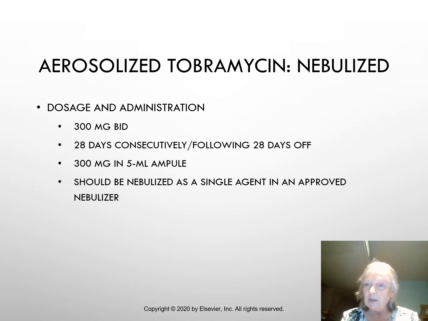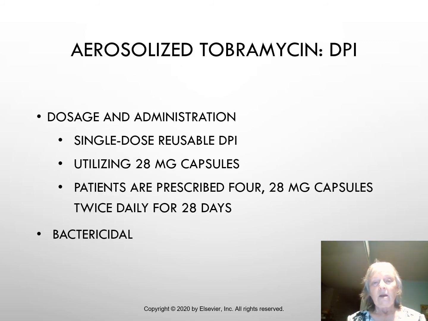So there's drugs that we can mix. Mucomyst is another one we sometimes mix with the bronchodilators or the parasympatholytics at that particular point. Tobramycin is one that we do not want to mix. So it's single dose reusable DPI, okay, has 28 milligram caplets. They're prescribed for 28 milligram caplets twice daily for 28 days, and it is a bactericide.